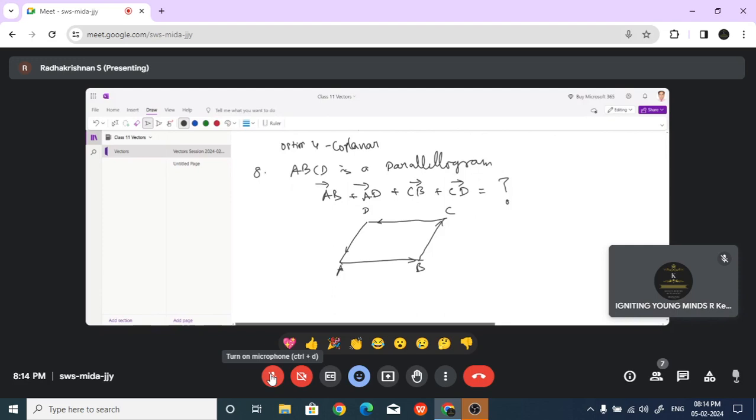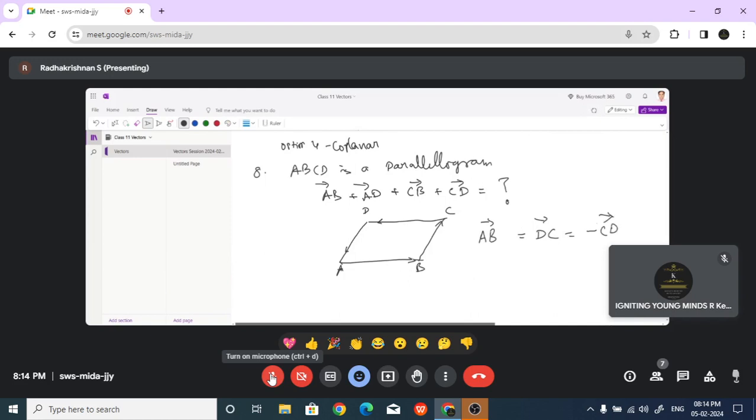Zero, sir. Okay. So why is it 0? Can somebody say? Sir, distance of AB and CD are equal in direction, sir. Right. So AB minus DC equal to 0. Right. AB is equal to DC. That means AB equal to minus CD.